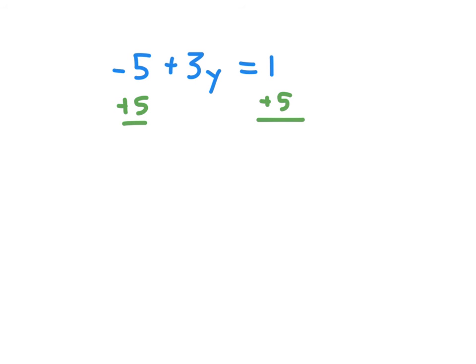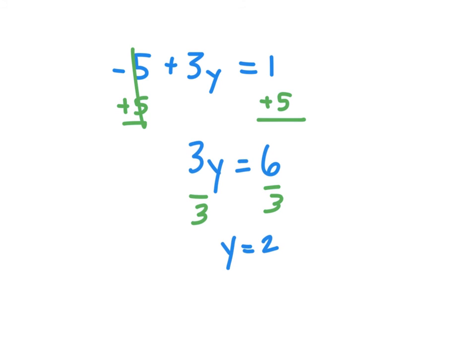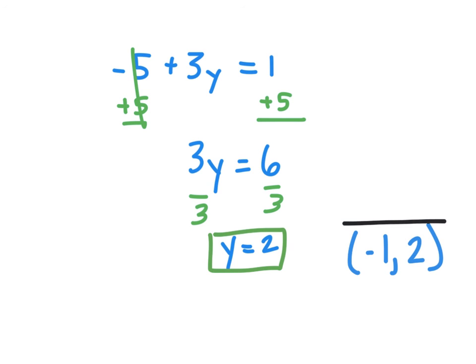And that gives us some good news, right? This is canceling out. We get 3y equals 6. Divide both sides by 3. And we end up with y equals 2. So that's great news. We now have a y coordinate to go with our x coordinates, so we've solved the system. The solution is going to be negative 1 for the x and 2 for the y. That's our ordered pair. And that's the solution to the system.